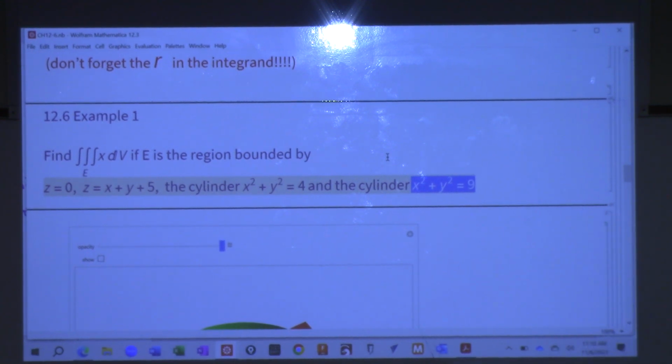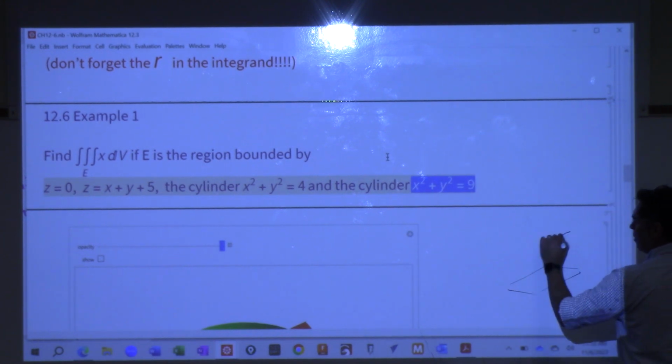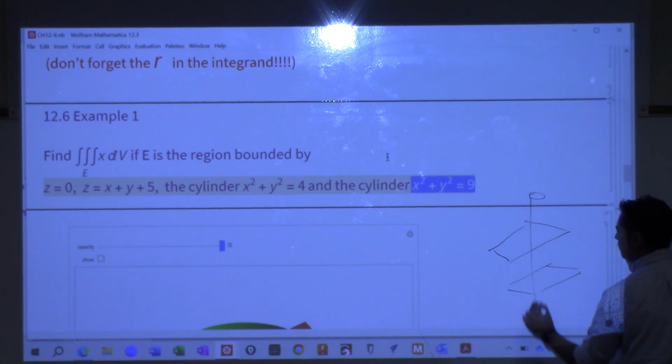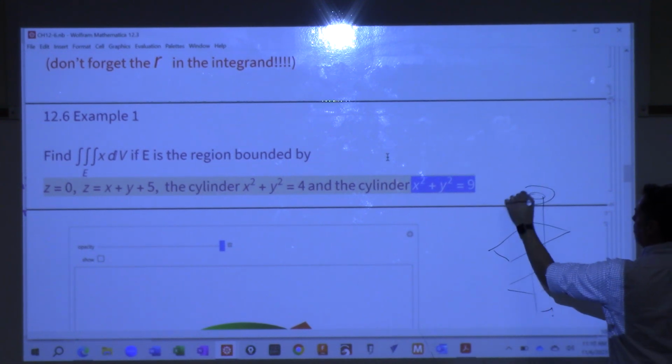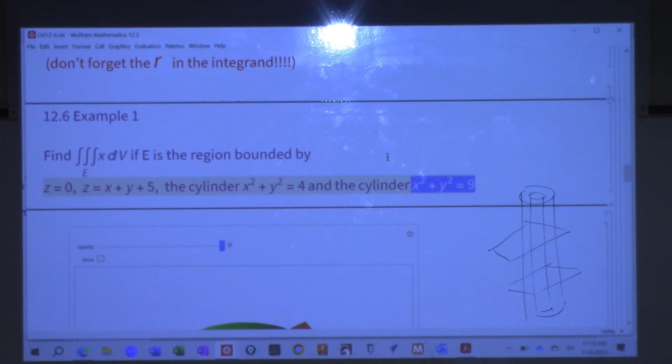Should we try and draw it? Or just have the computer? You want to just have the computer? Can you at least, let me sketch it. There's the ground. There's a plane at an angle. There's a cylinder. Another cylinder. Do you see the region bounded by all of those?